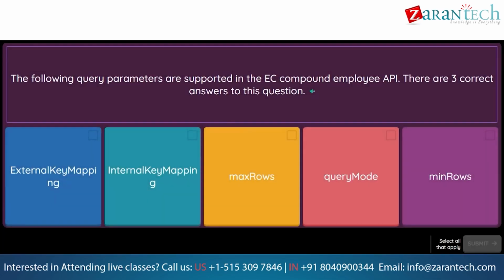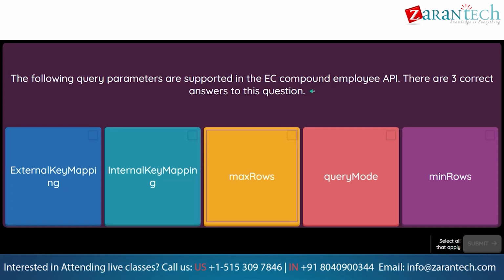Question: the following query parameters are supported in the EC Compound Employee API. There are three correct answers to this question. Option 1, External key mapping. Option 2, Internal key mapping. Option 3, Max rows. Option 4, Query mode. Option 5, Min rows.